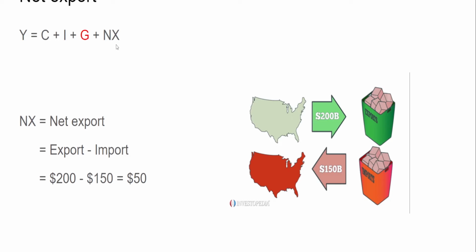Okay, net export. Net export is basically export minus import. I don't know how to come up with any joke for that. But in this case of America, I want to make sure that it's export minus import. So if America exported $200 billion of something and imported $150 billion, it's $50 billion.